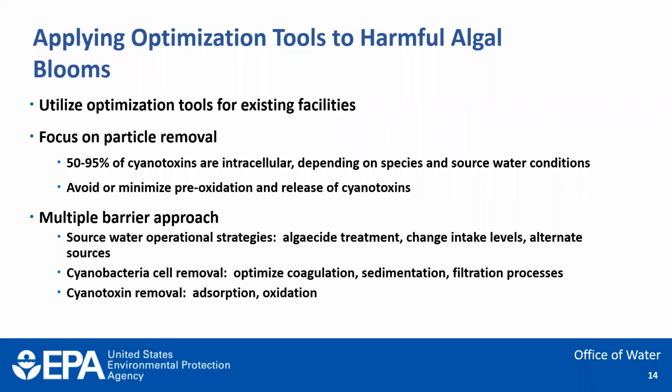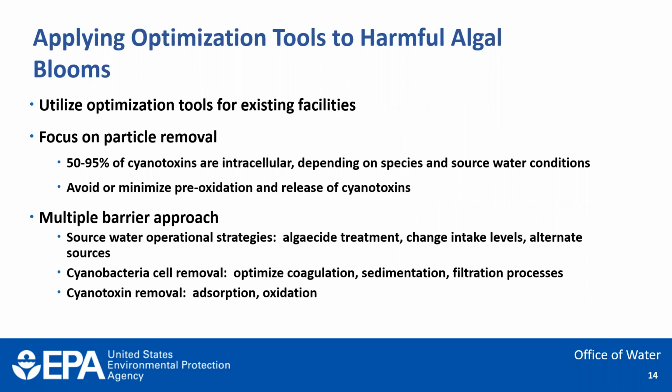Larry, Bill, and I, and Jennifer, we work on what we call the areawide optimization program, and that program really emphasizes using existing facilities and optimizing them prior to going and buying a brand new GAC filter or a reverse osmosis membrane. Try to get the most mileage you can out of your existing facilities and infrastructure. And Bill mentioned this, focusing on particle removal is usually the first strategy, and this can be part of your HAB response plan too.